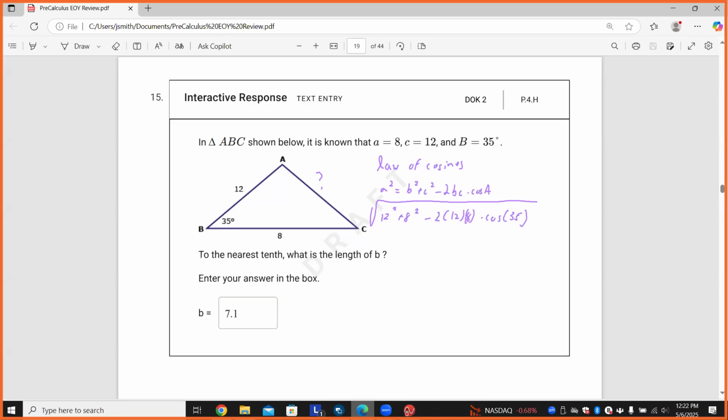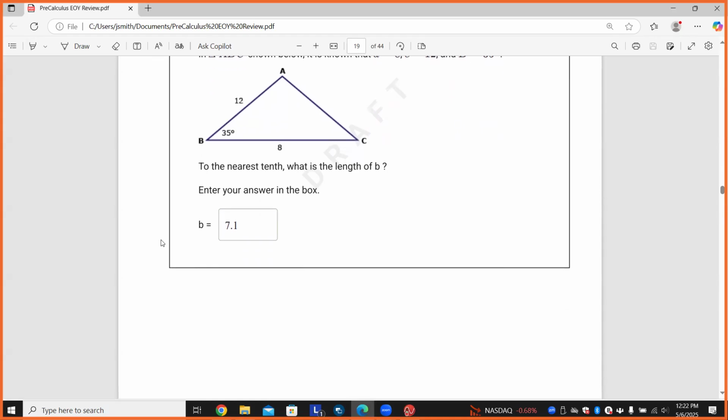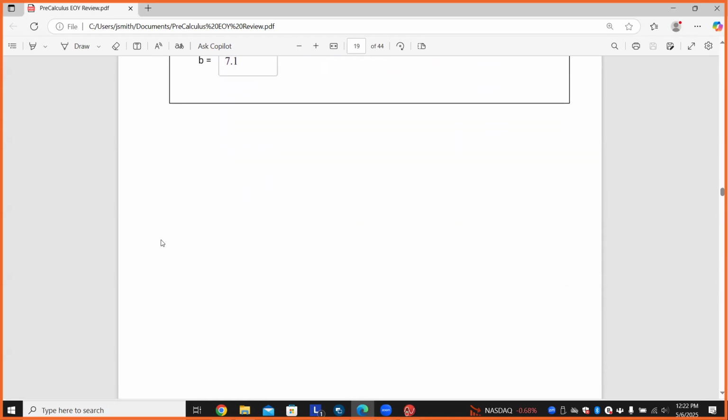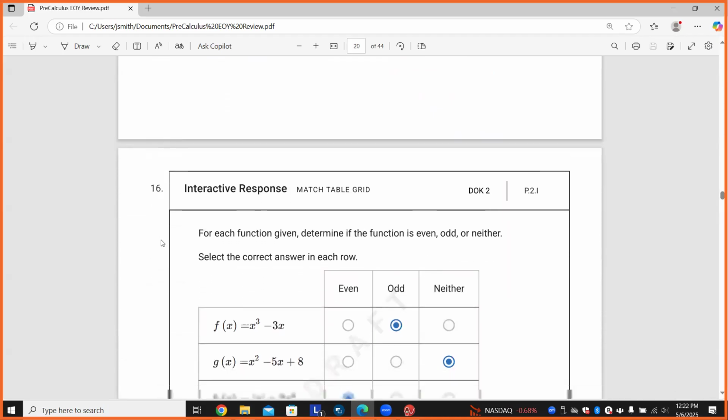SOH, CAH, TOA. SOHCAHTOA. Usually, the two things that you'll remember from geometry are a squared plus b squared equals c squared and SOHCAHTOA. Do y'all remember what those do? Usually not, but those are the two things you remember.